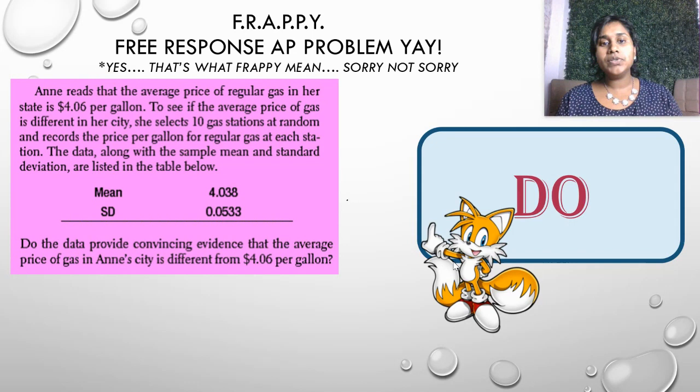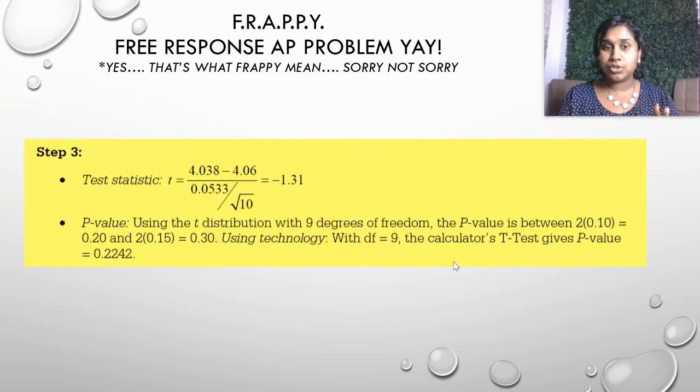But Miles is here to remind me, from Sonic the Hedgehog, that we're dealing with two tails. So as we do our do, we've got to make sure that we remember that it's two-tailed at the end. So the test statistic is T, right?